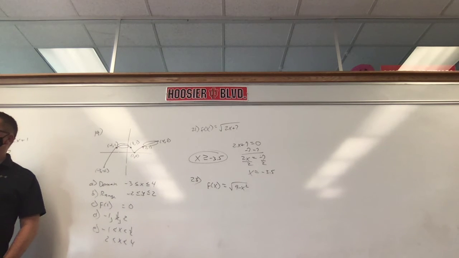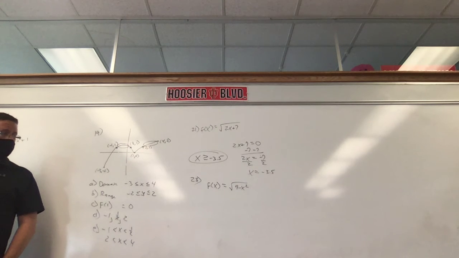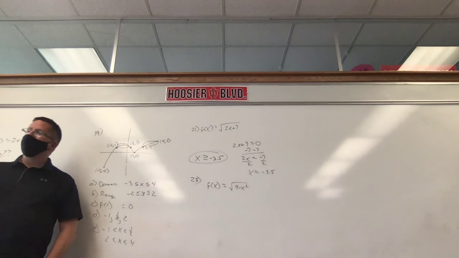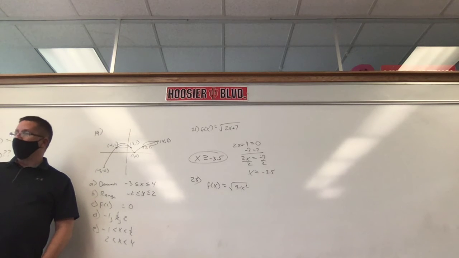Can I plug in 2? Yeah. Why? Because it doesn't create a negative. Right, what's 9 minus 2 squared? 2 squared is 4. 9 minus 4 is 5, that's okay. Can I plug in 6? No, I can't. 9 minus 6 squared is negative. How about 3? Is 3 okay? What are we going to get? 0, and 0 is okay.